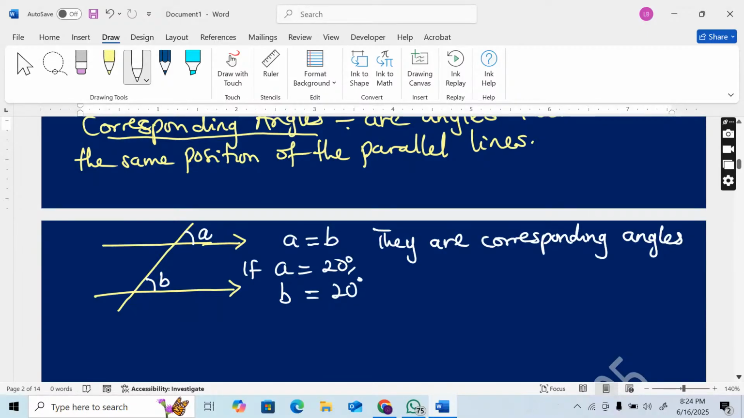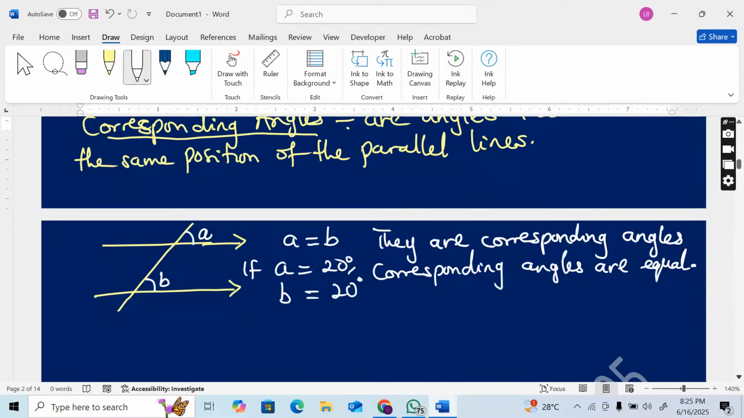If you look, angle A is on the right side of the transversal and on top of the parallel line. Now you go to the second parallel line. Angle B is also on the right side on top of the parallel line. So when two angles are at the same position of parallel lines, they are corresponding angles. And corresponding angles are equal.